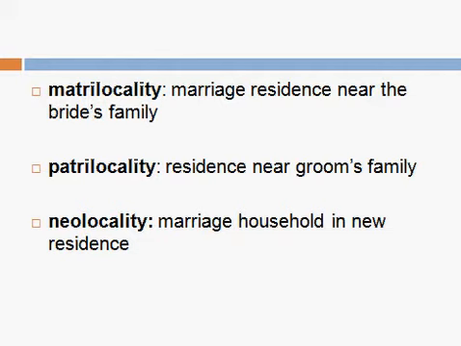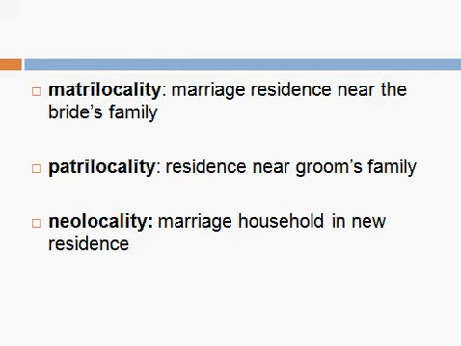Patrilocality is residence near or with the groom's family. And we could see an example of that in the Chinese family discussed in the reading for this week. And these kinds of locality can follow the kinship descent system of the community, but not always. So don't get them confused. They're not necessarily the same thing.